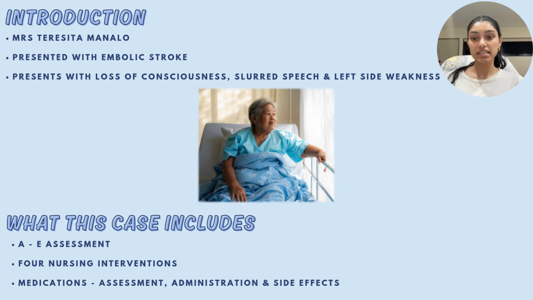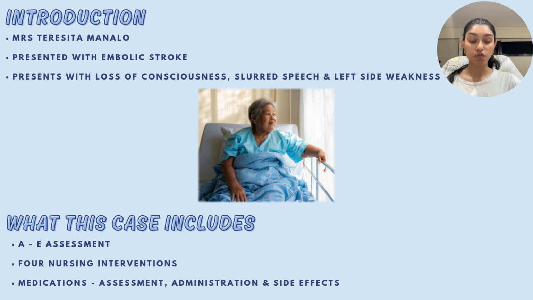So today I'll be discussing the case of Mrs. Teresita Manalo, as shown on the screen. Mrs. Manalo has presented with embolic stroke, which has left her to lose consciousness, suffer from slurred speech, and left side weakness. I'm going to begin this presentation by evaluating the A to E assessment, going over Teresita's vital signs and how it can advise clinical judgment accordingly. I'll also make sure to link the pathophysiology throughout this section to deepen understanding of the condition.